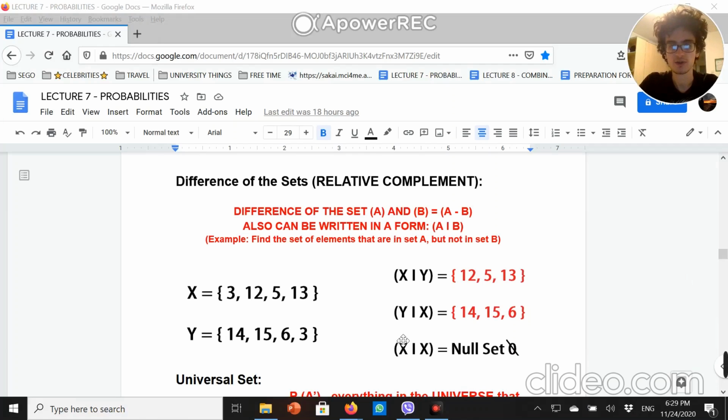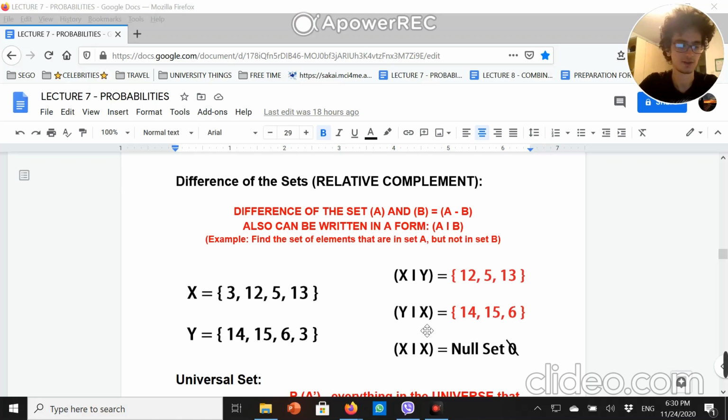And now let's find the set of elements that are in set Y but not in set X. So basically Y minus X. We would have 14, 15, and 6. The 3, as a common element in both sets, crosses out. And what would be the set of elements that are in set X but not in set X? That doesn't exist, right? It's a null set. So we would just write 0 and cross it, because X minus X will just give us the null set.